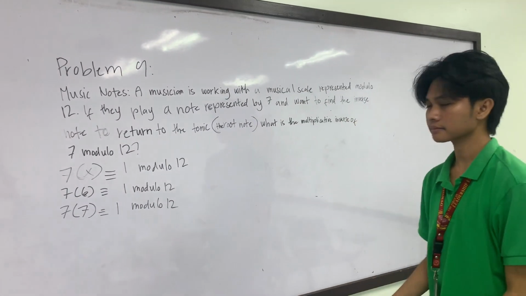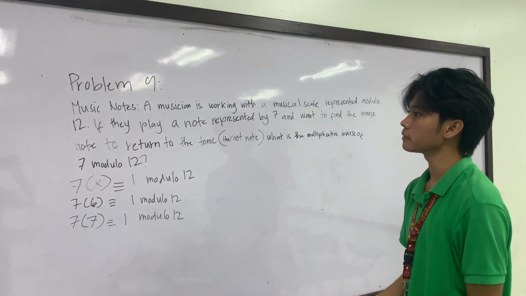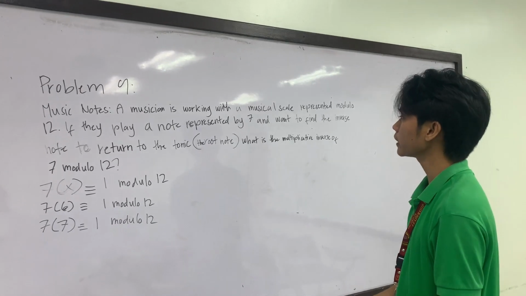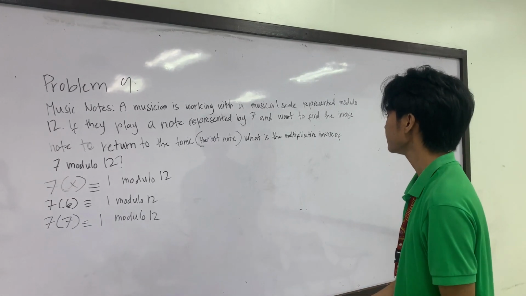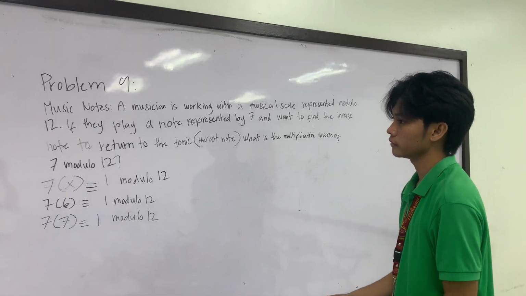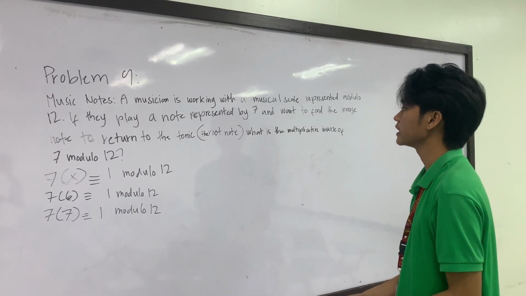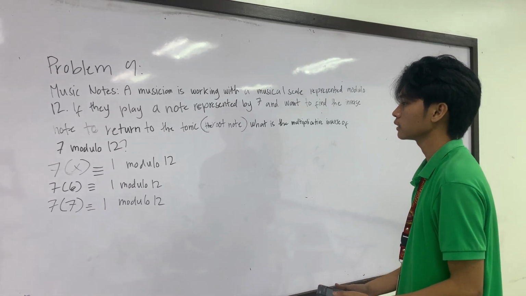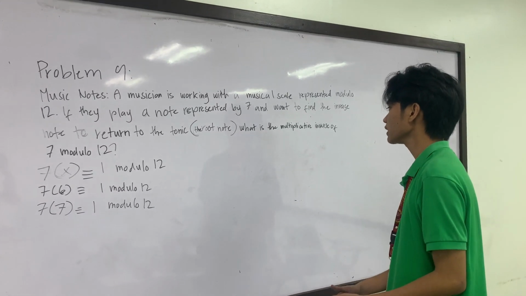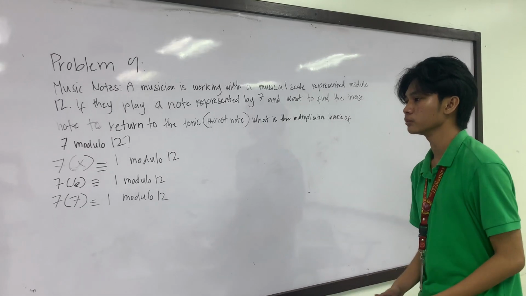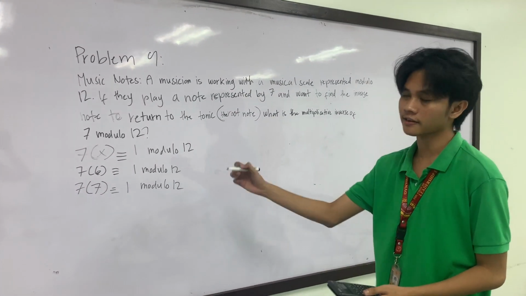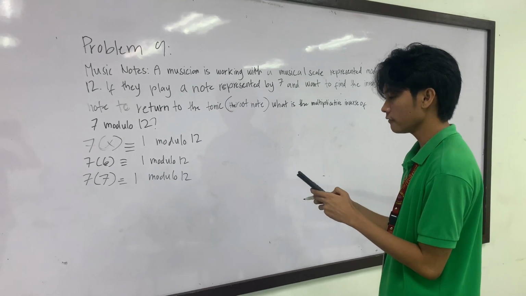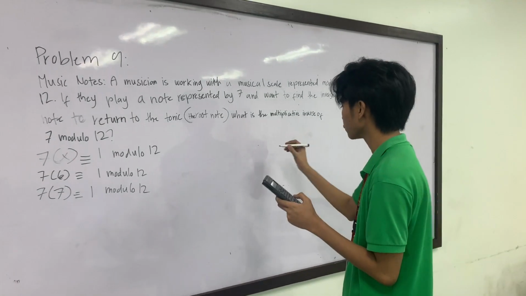So now we have problem number 9, music notes. A musician is working with a musical scale represented with 12. If they play a note represented by 7 and 1 to 5, the inverse note will return to the tonic, the root note. What is the multiplicative inverse of 7 modulo 12? So now we have 6 and 7. So let's try 6.